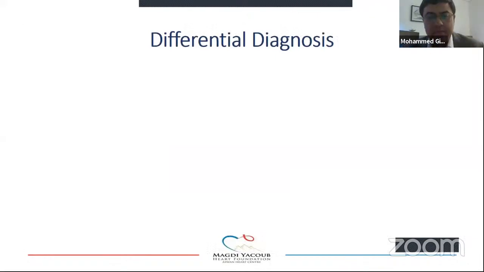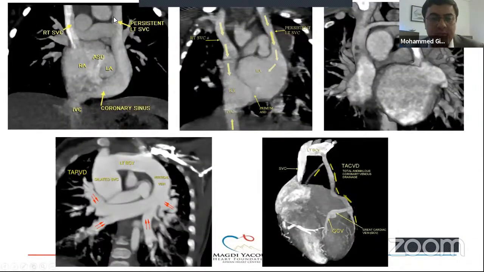The differential diagnosis of this left-sided vertical vein: either systemic, as you see here, this is a persistent left subclavian cava. This is a coronal image displaying both subclavian cava. This is the right subclavian cava and right atrium, and this is the IVC. And this one, the persistent left subclavian cava, as you see here, is draining into the dilated coronary venous sinus, which in turn opens and drains into the right atrium. So this is the persistent left subclavian cava draining, in most cases, usually into the coronary sinus, which in turn drains into the right atrium.